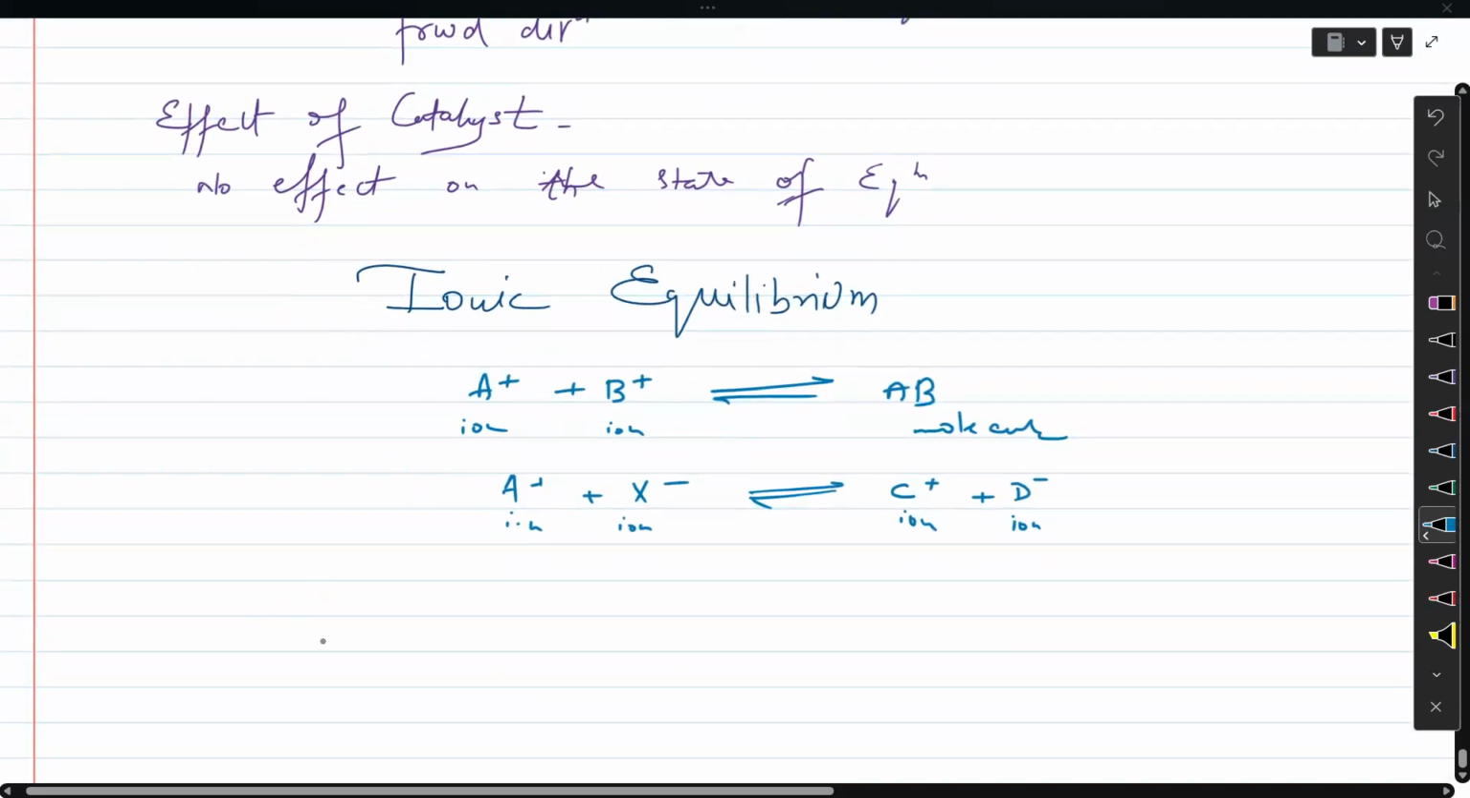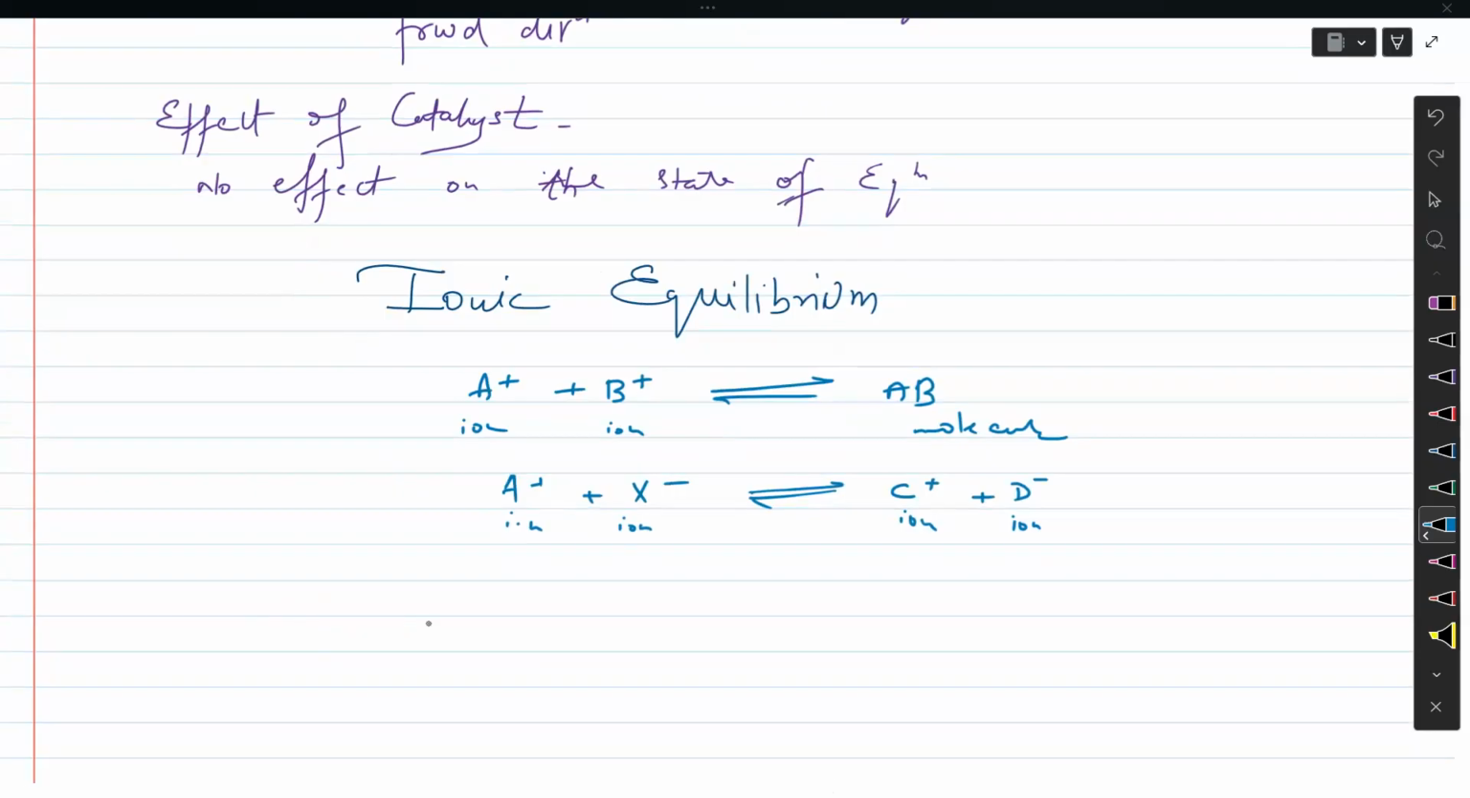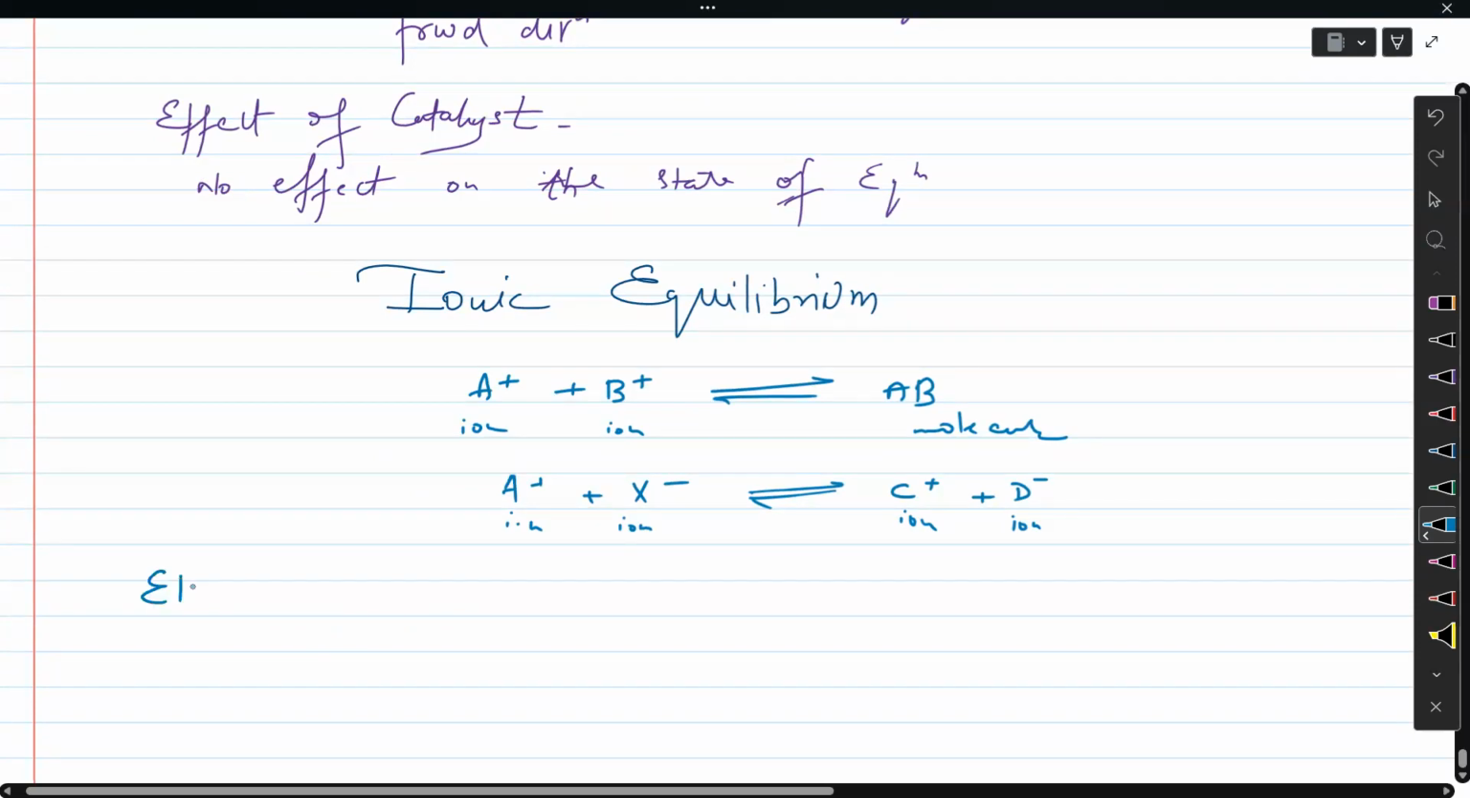Okay, understood till here? Copied the above thing? Yes, sir. So we are going to study about some electrolytes. What are electrolytes? Electrolytes.